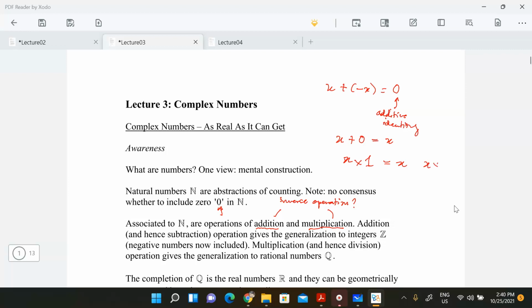What is the inverse operation here? What you want is that when you combine this operation together, you always get back the identity. In this case, your identity given by multiplication is 1. Over here, the identity is given by an inverse operation, which we call subtraction. Here, the operation which is inverse to multiplication is what we call division. I hope you understand that.